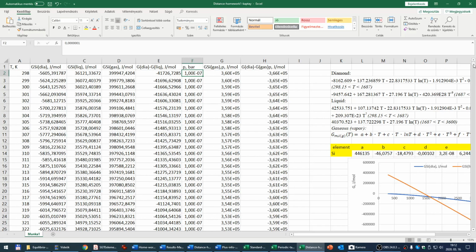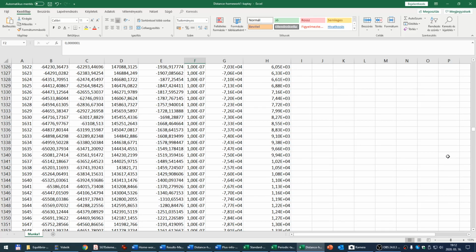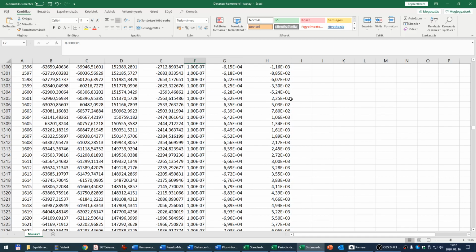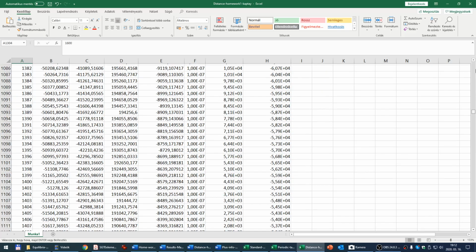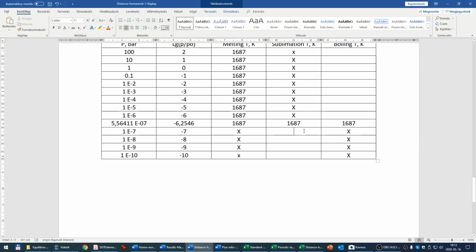Now to find it more exactly, I'm scrolling down, searching for the temperature when we see the change of the sign of this delta G, and indeed we find it somewhere here. So we can see minus 52 versus plus 225, and the question is which one is closer to 0. Now this one is closer to 0, that's why this is my sublimation temperature at the requested pressure of 10 to the power minus 7, exactly 1600. Let me also put it into my homework.